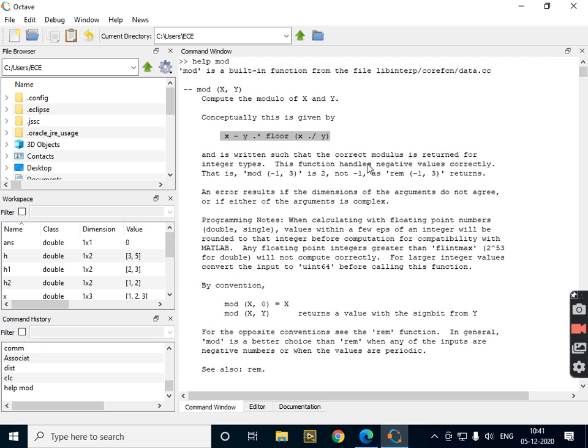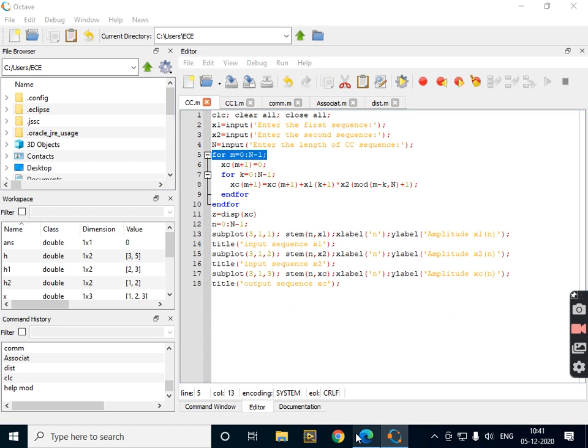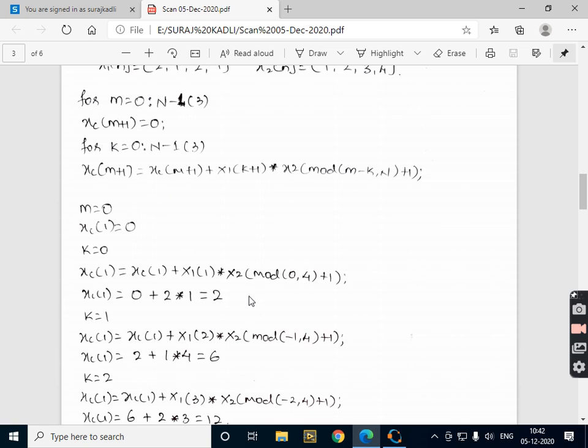And apart from that, this mod function handles negative values correctly. That is, mod of minus 1 comma 3 is 2. It will not be minus 1. But when both x and y are positive, the output of mod x comma y will be x itself. So mod of 0 comma 4, both are positive, so the value will be 0.